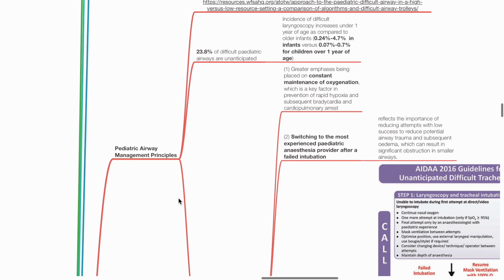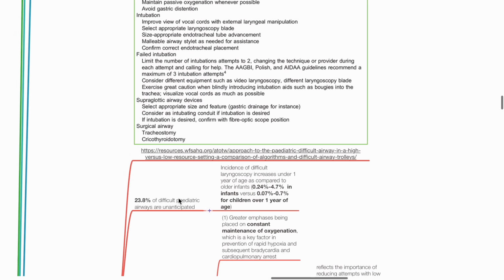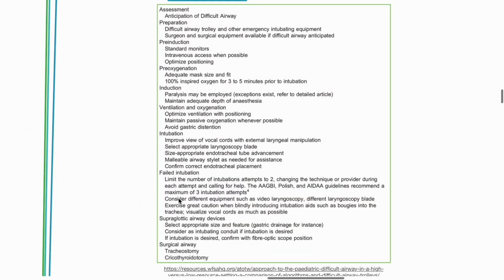Next, we move on to Pediatric Airway Management Principles. Main reference, WFSA. First step is assessment for anticipation of difficult airway. Preparation, difficult airway trolley and other emergency intubating equipment. Surgeon and surgical equipment available if difficult airway is anticipated. Pre-induction, apply standard monitors, IV access when possible, optimize positioning.